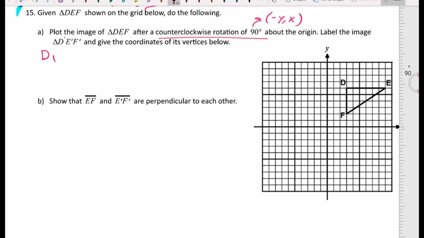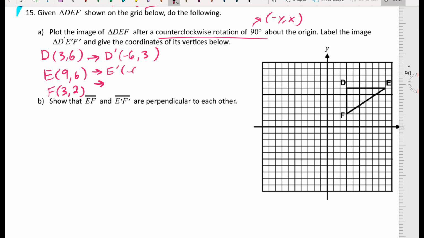So it's going to help me, you could turn your paper a quarter turn if you want to. I always think it's easier to have some structure to label my points and then apply the transformation rule that I know. So I draw a little arrow to show where these points are going to go. D prime, if I bump switch, goes to negative 6, 3. E prime, if I bump switch again, goes to negative 6, 9. And if I bump switch for a third and final time, I'm left with negative 2, 3.